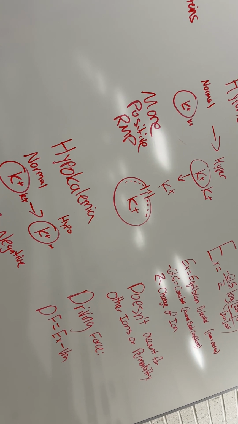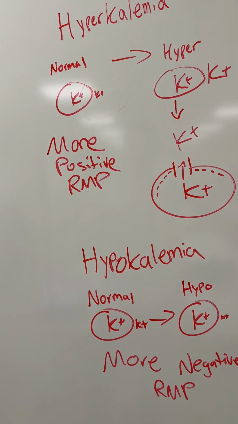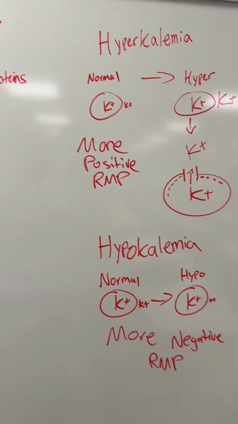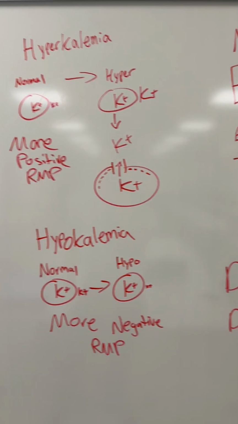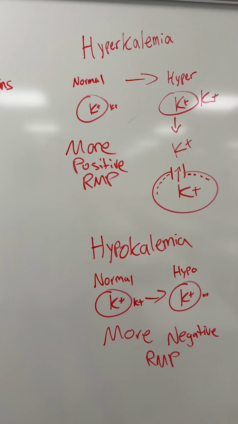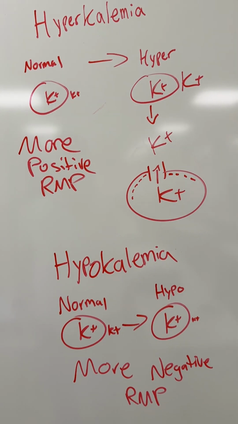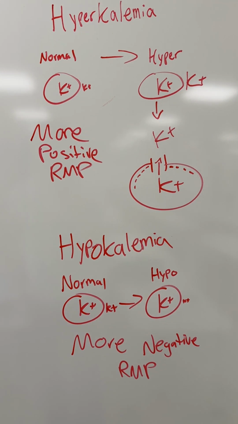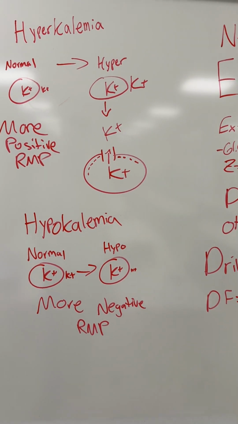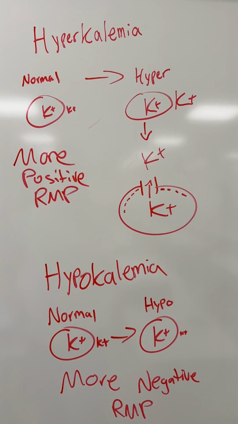So what conditions or factors affect the resting membrane potential's magnitude? We have a couple of conditions here that can affect it. We can change the magnitude of the resting membrane potential by altering the concentration of ions, so we can change that concentration gradient.